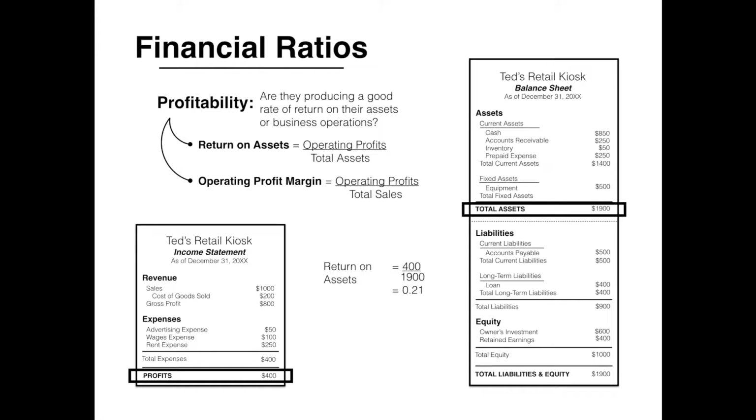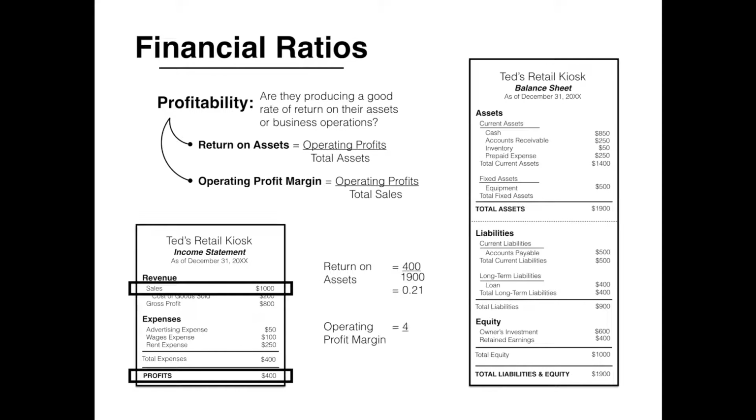Operating profit margin, OPM, is operating profits divided by total sales. This ratio shows how much operating profits is generated for every dollar of sales the company receives. Operating profit is the profit generated as a result of the day-to-day operations of the company.